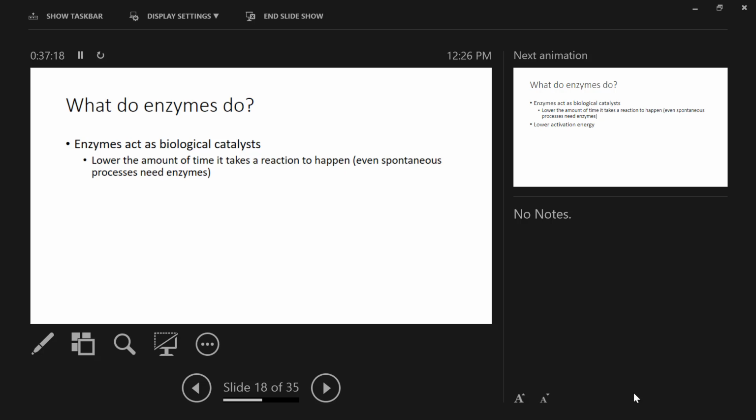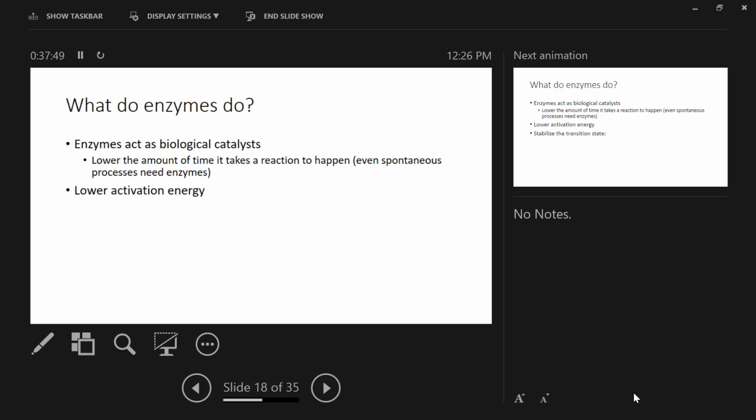And this is something really important to remember, is even spontaneous reactions have to happen way faster than they would happen without a catalyst. Okay? So even spontaneous reactions like the hydrolysis of ATP, that is a spontaneous reaction. If you put ATP in water, that water is going to hydrolyze ATP. But it's not going to happen 10 million times every second without a catalyst. Okay? Which is why we have enzymes that hydrolyze ATP.